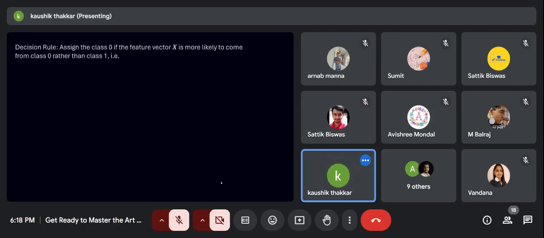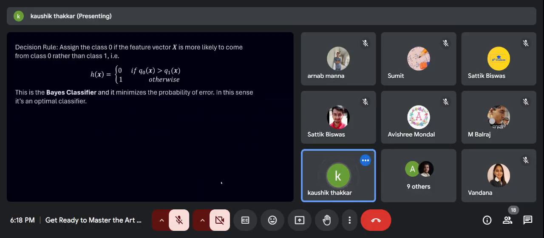Now we will design a decision rule where we will assign class 0 if the feature vector x is more likely to come from class 0 rather than class 1. It seems very logical, right? So our classifier, we denote it by h of x, that's 0 if q0 of x is greater than q1 of x. This is a very simple rule of classification. This is what is called the Bayes classifier.